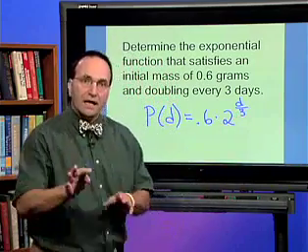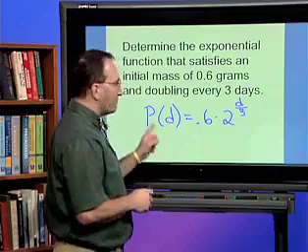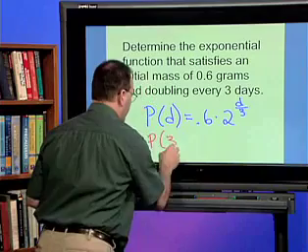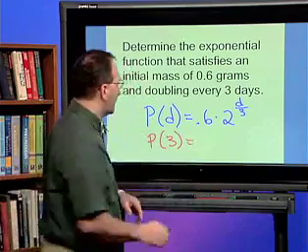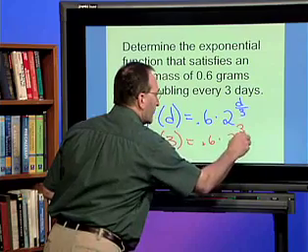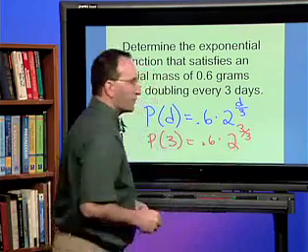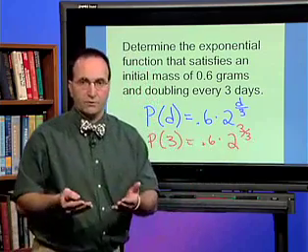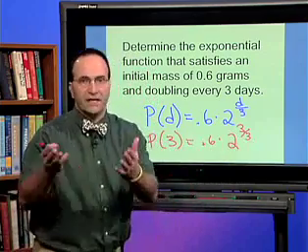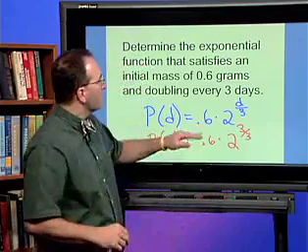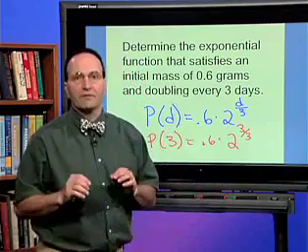In other words, if I were to plug in P of 3, then what I would have is 0.6 times 2 raised to the 3 over 3. And of course, 3 divided by 3 is 1, which means, of course, 2 to the first power is 2. It doubles in 3 days. So that would be the exponential function that gives us doubling every 3 days.